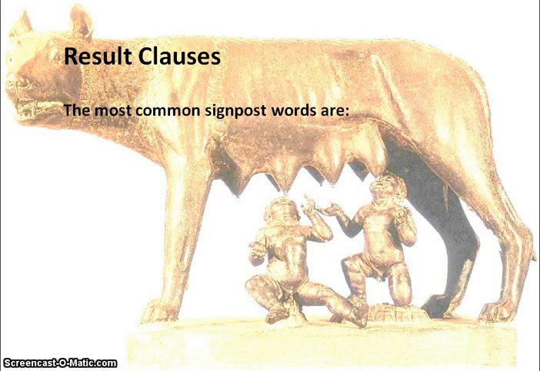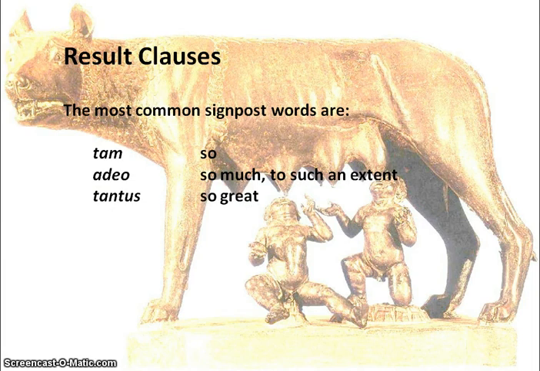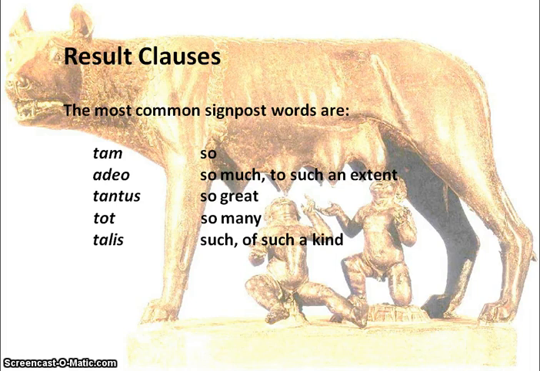Now the most common ones are tam, which means so. This is used with an adjective or an adverb, so quick, so clearly, and adeo, which means so much or to such an extent, which is used as an adverb, so it's used with verbs. Tantus, which is an adjective, it declines like bonus and means so great. Tot, which doesn't decline, means so many. Talis, such or of such a kind, which declines like fortis, a third declension adjective. Ita, so or in such a way.